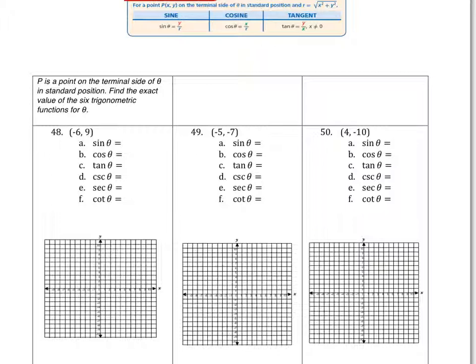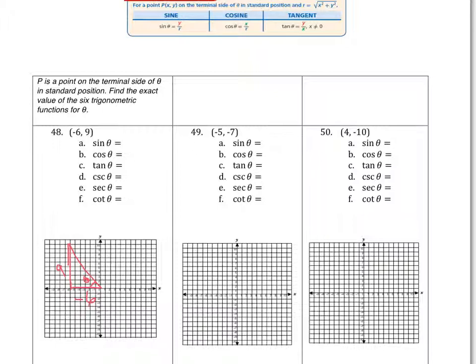I'm going to go ahead and plot the point -6, 9, so over -6 and up 9. So we're up here, and we're going to drop a perpendicular down and make our triangle. And here we have theta. So like our unit circle, we're always going to have theta at the origin. And our x value is -6 and our y value is 9.